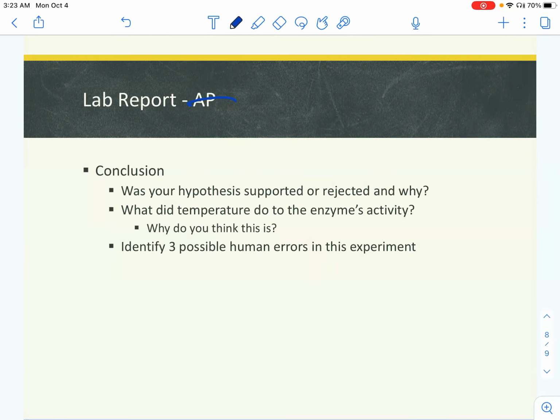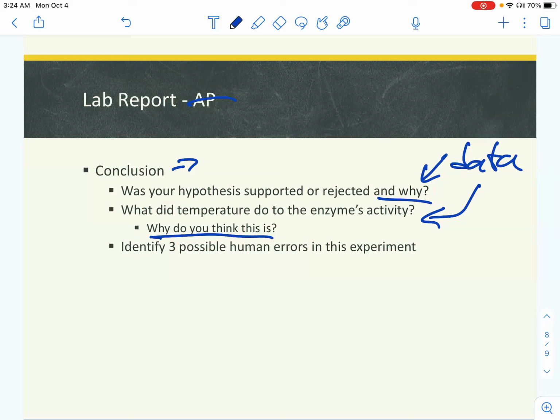So finally, the conclusion is, was your hypothesis supported or rejected? Again, hypotheses are not necessarily right or wrong. They're supported or rejected in science. And why? Why do you know this? Use data to show this, okay? What did temperature do to the enzyme's activity? Again, use data there as well. And then why do you think that is? Your conclusion should be different than your lab partners. Everybody's writing this up, okay?